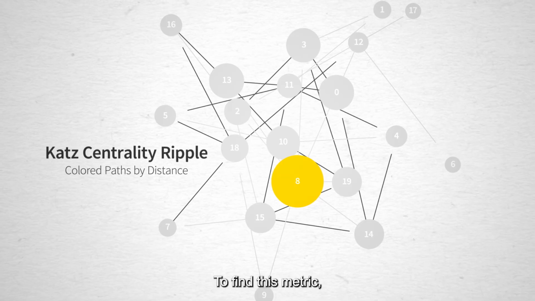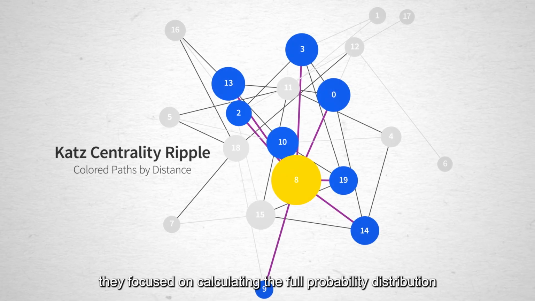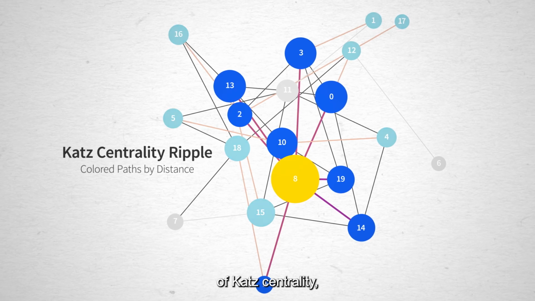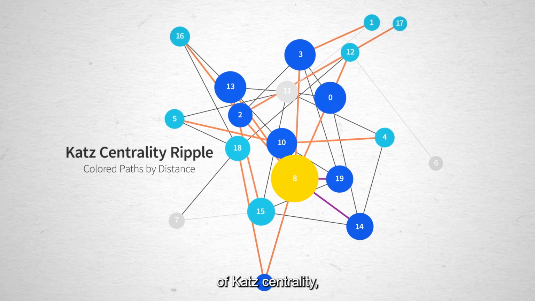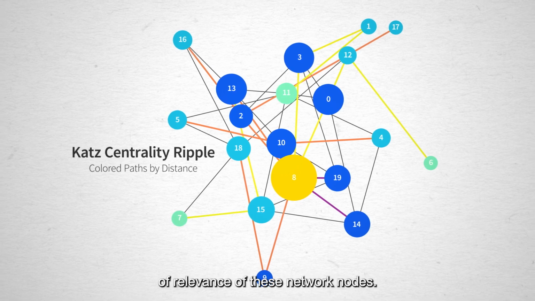To find this metric, instead of counting just the number of connections or nodes, they focused on calculating the full probability distribution of Katz centrality, a more sophisticated measure of relevance of these network nodes.